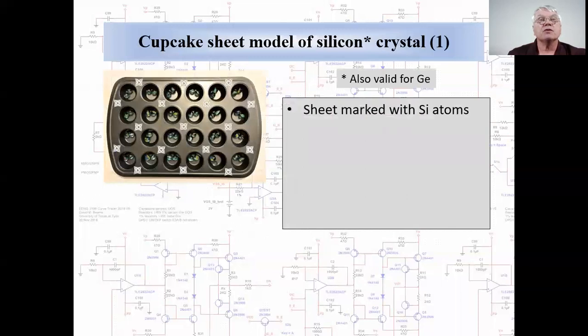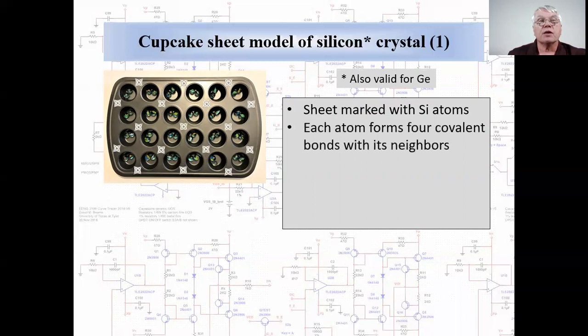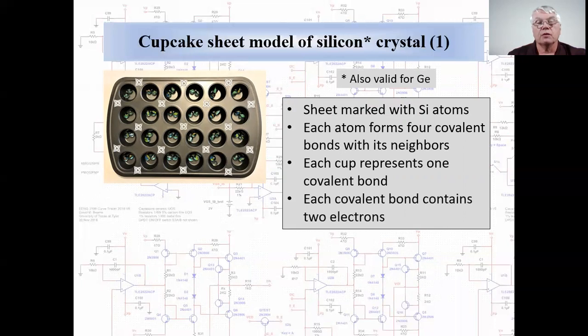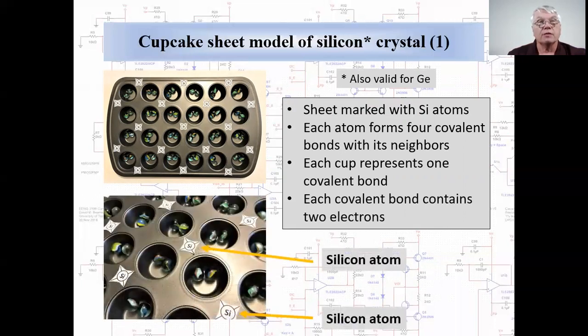So the locations of silicon atoms have been marked on the cupcake sheet. Each cup or well represents 1 covalent bond. Each covalent bond contains 2 electrons, represented by marbles. This close-up shows the silicon atoms and a covalent bond.